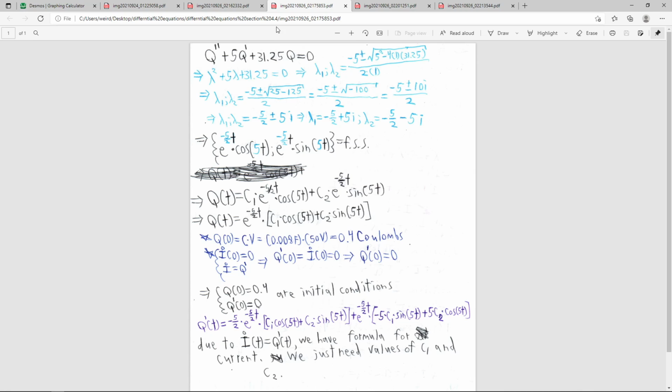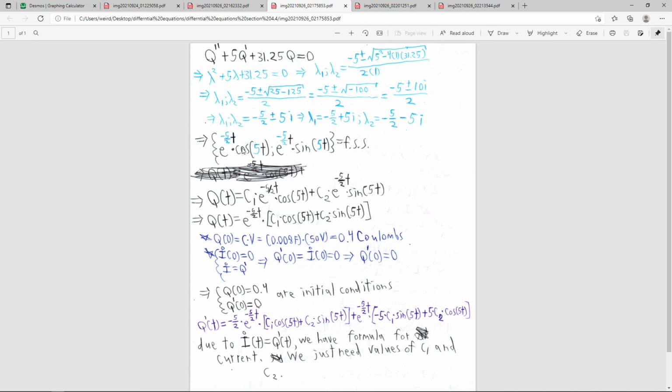So we have a characteristic equation with lambda values put in, and then we solve. We use the quadratic formula. We get a square root of a negative number, square root of negative 100, so that's plus or minus 10i. Then we divide both by 2, so it's negative 5 halves plus or minus 5i. So we have negative 5 halves plus 5i and negative 5 halves minus 5i, for an a value of negative 5 halves, b value of 5.